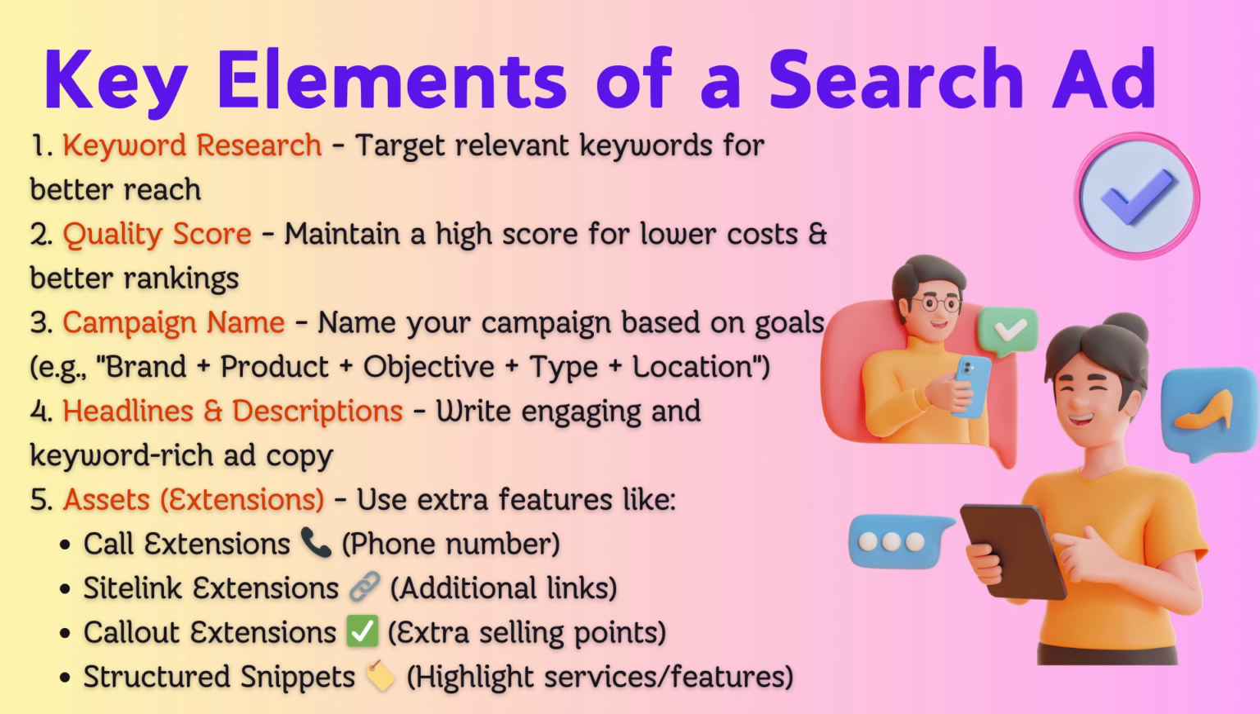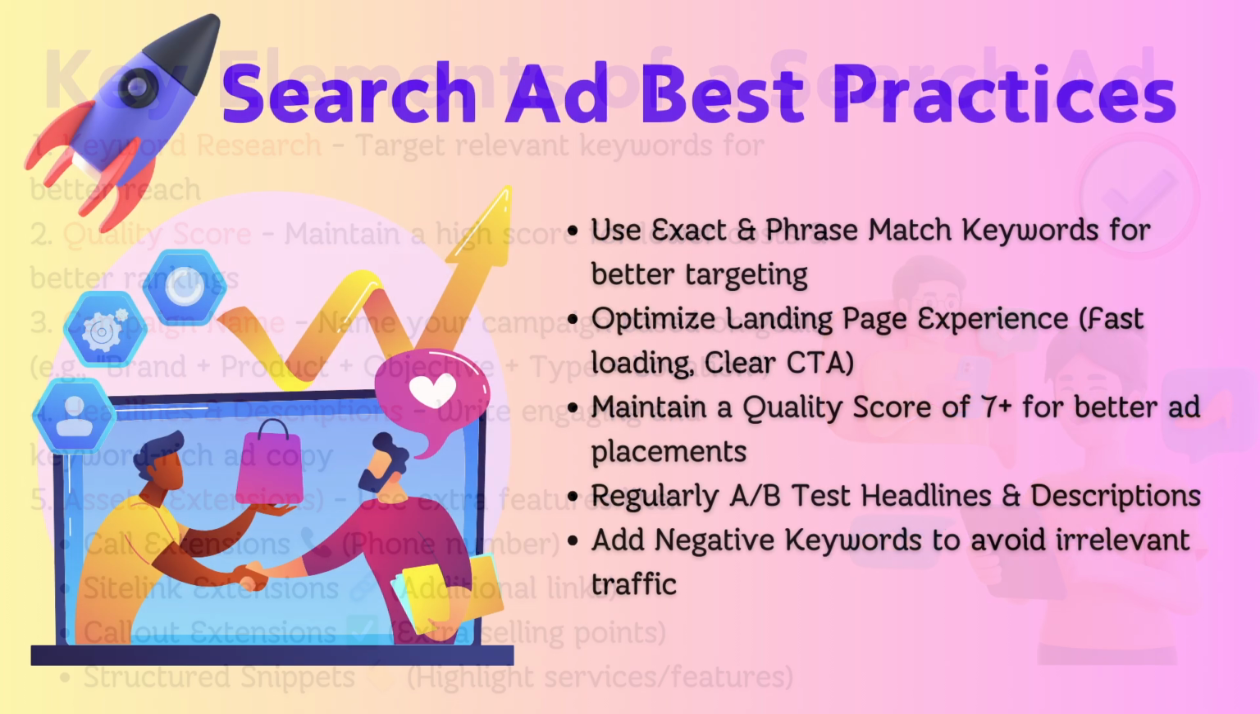And we may need assets, which we call extensions. In this, we use features like call extensions, sitelinks, callouts, and structured snippets. We'll be learning about them more in the next video while creating a search ad.